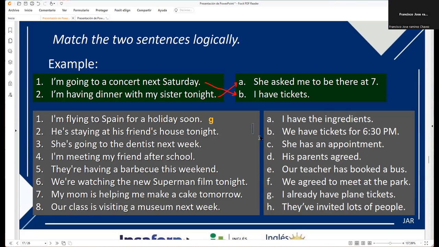He's staying at his friend's house tonight. D. His parents agree. She's going to the dentist next week. B. No, C. She has an appointment. Letter C.